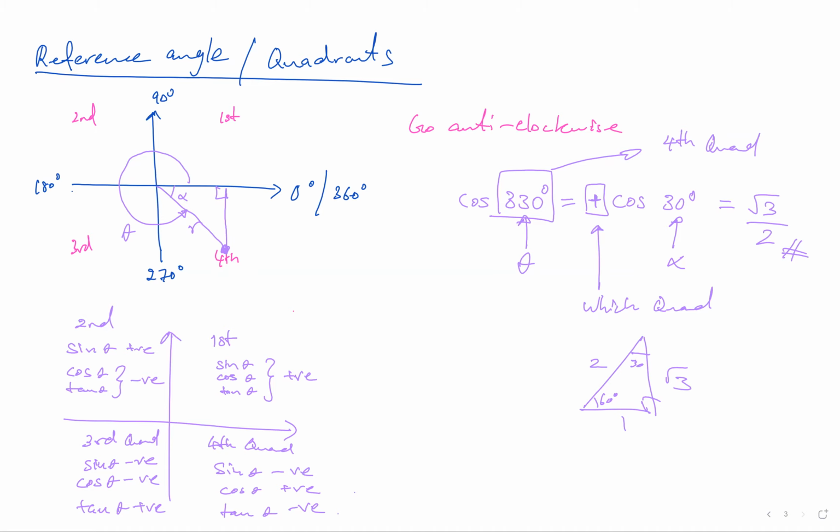Let's do one example to give you a feel of what it is. Question 6. You're given sine theta is negative 5 over 13, and you're given this as well. You're asked to evaluate cosine theta and tangent theta. So how do you go about doing this?